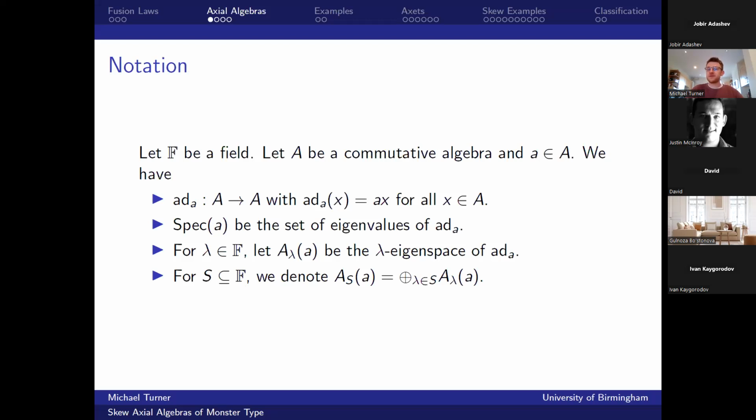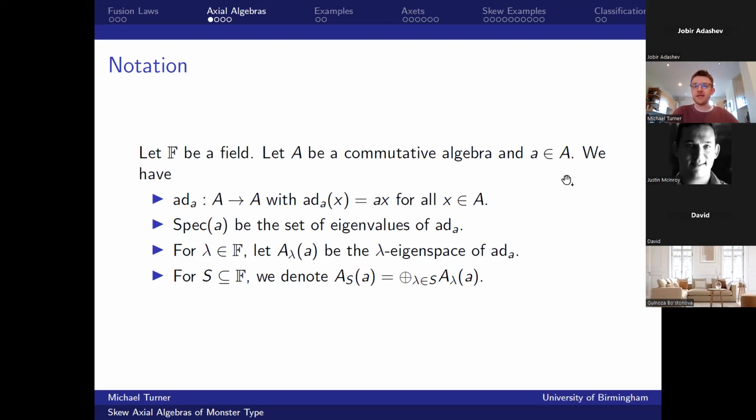And so let's get ready to define an axial algebra. I'm going to let bold F be any field that I'd like, and let capital A be a commutative algebra with small a being in the algebra. We have the adjoint map, which takes an element x and multiplies it by a. The adjoint map, we don't need to care about left and right adjoints because we're in a commutative algebra, so they're going to be equal to each other.